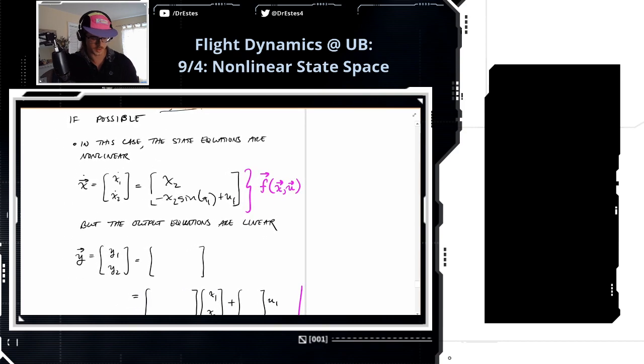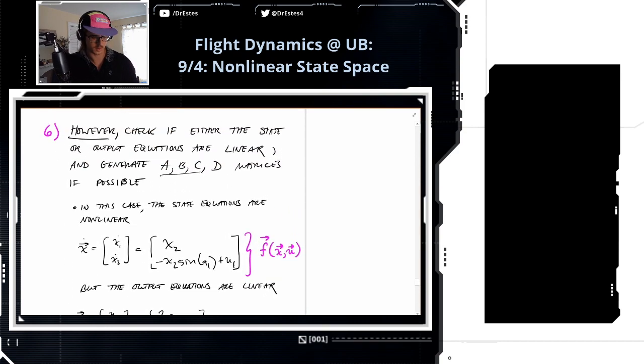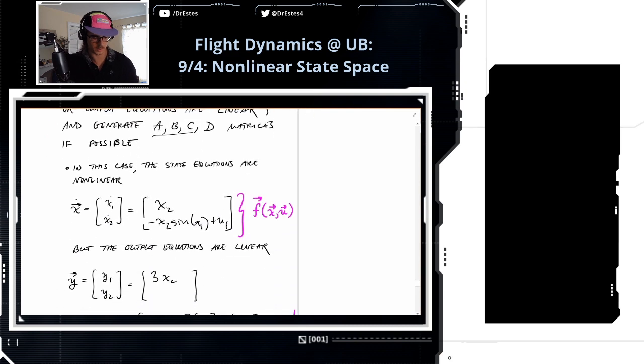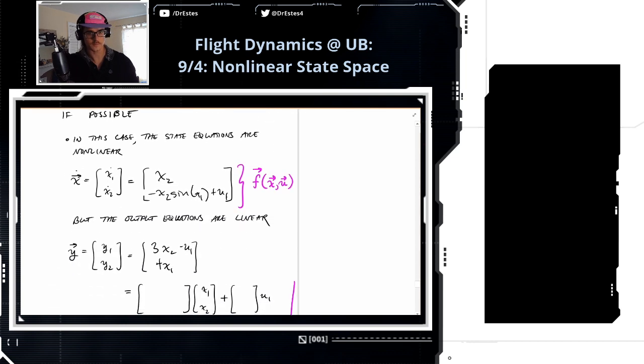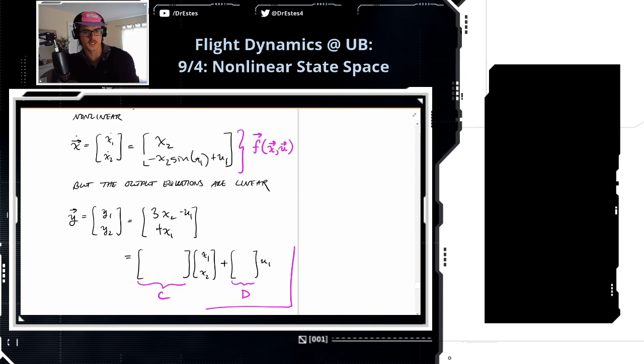So let's fill in these output equations. 3x2 minus u1. What was the other one? 4x1. So I can break this into a C matrix times x1, x2 plus a D matrix times u1. So let's do that. This would be 0, 3, 4, 0, minus 1, 0. So that's just the matrix math to finish that up.